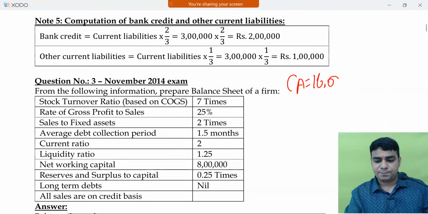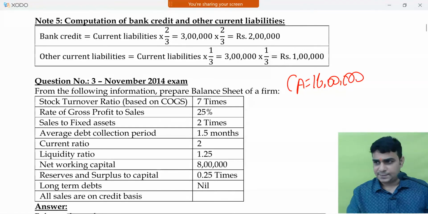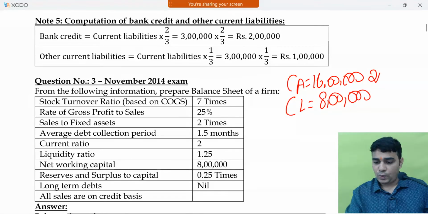I'm not going to explain this because this is a normal adjustment. I don't want to spend time there. Current liability is 8 lakh. Quick assets is 1.25, which is 10 lakh. Stock is 6 lakh.